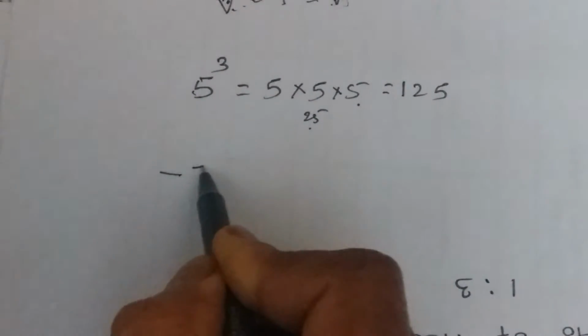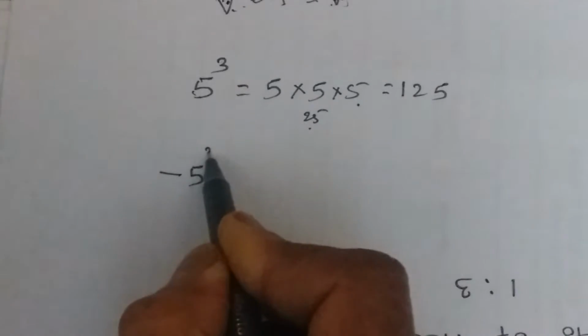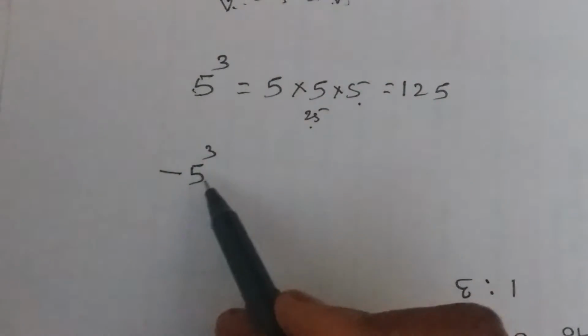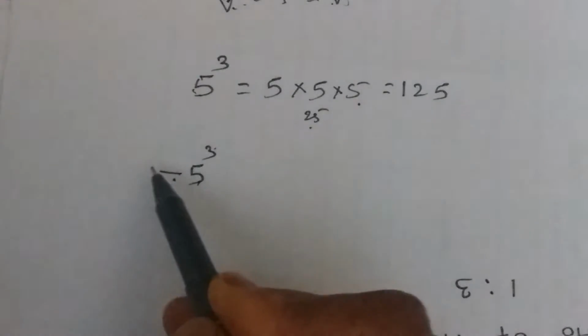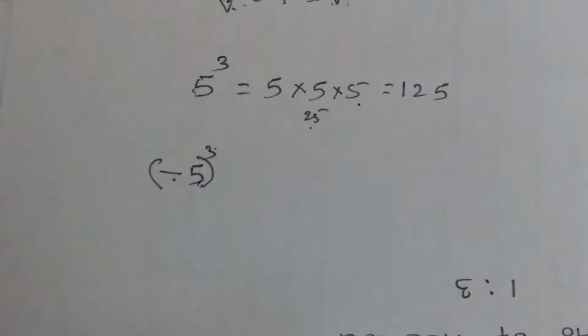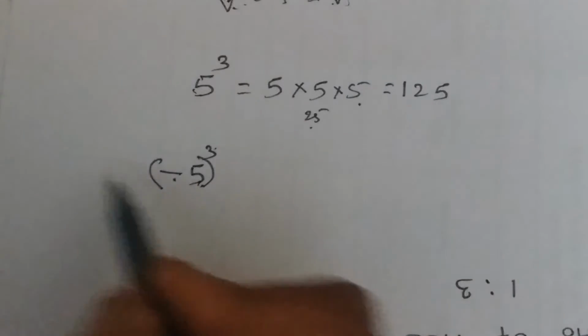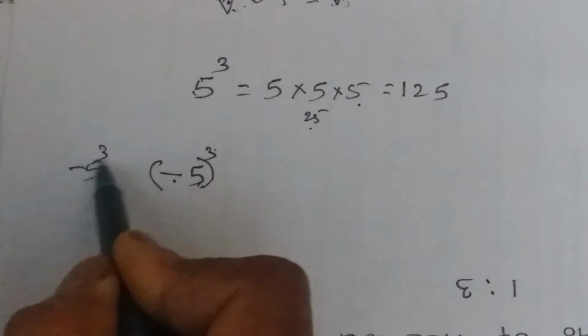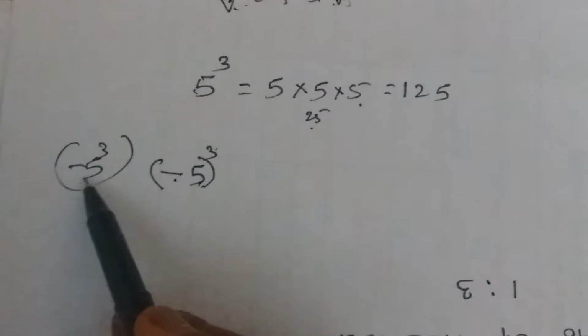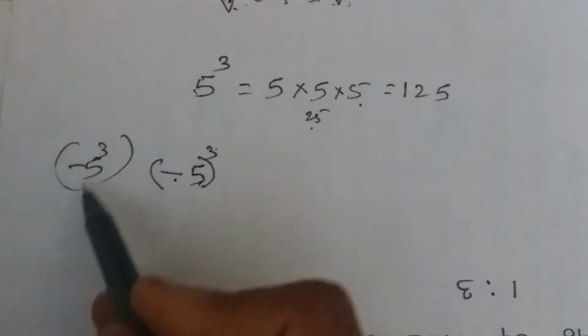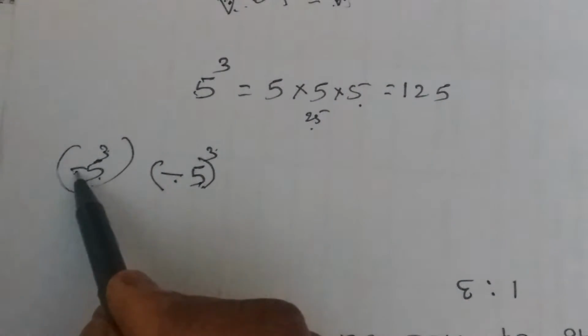Suppose you are multiplying minus 5. If you put it like this, this means the cube is only for 5, not for the minus. So we need a bracket to show it. Even if you put a bracket like this, it has no value, because here also the cube is only for 5, not for the minus sign.